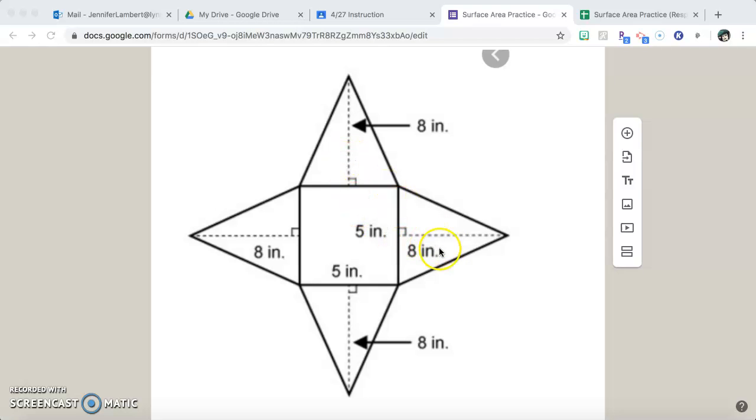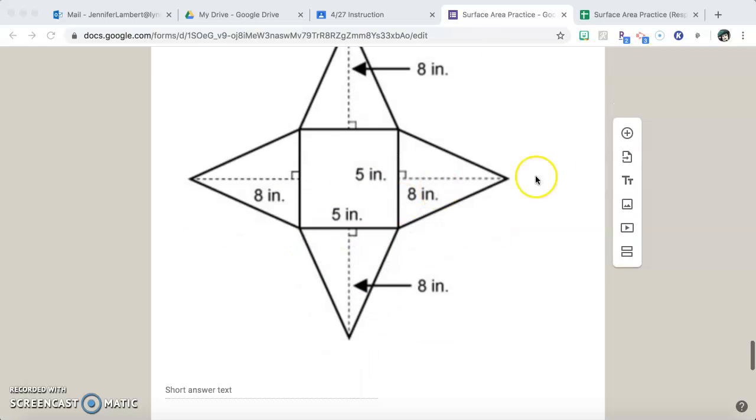So I add 20 plus 20 plus 20 plus 20 plus 25 to give me 105.